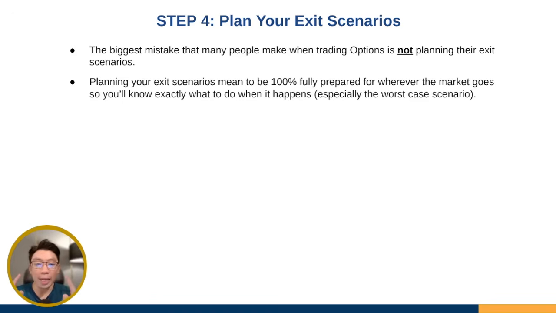Now, while we cannot control what the market does, the market will do whatever it does, we actually already know that the market can go only a few places, right? So imagine this is the market. And let's say, for example, you have a bull put spread on.